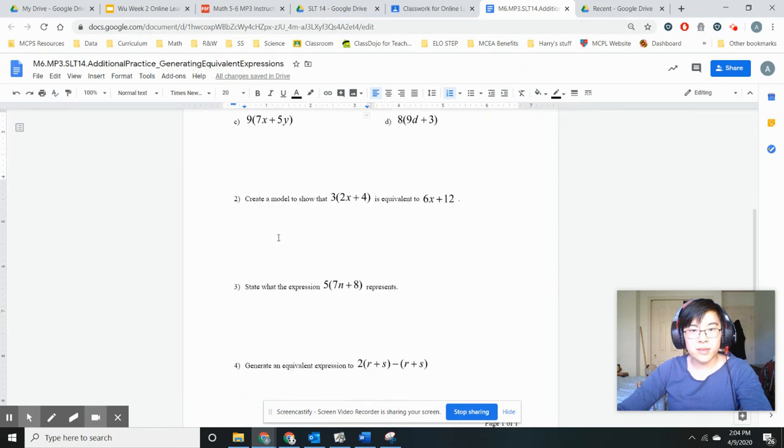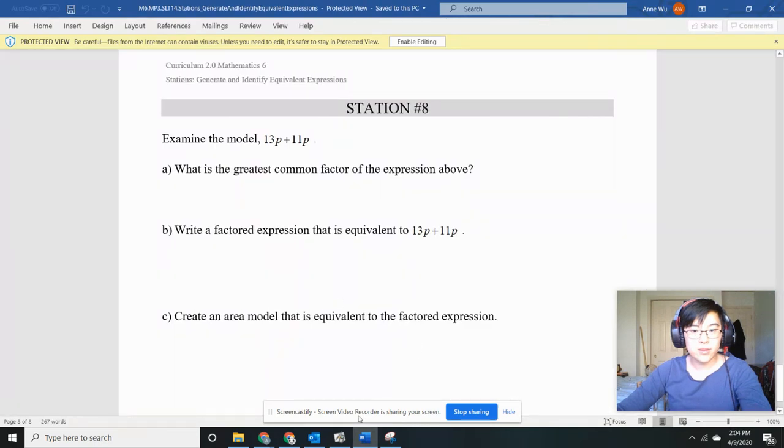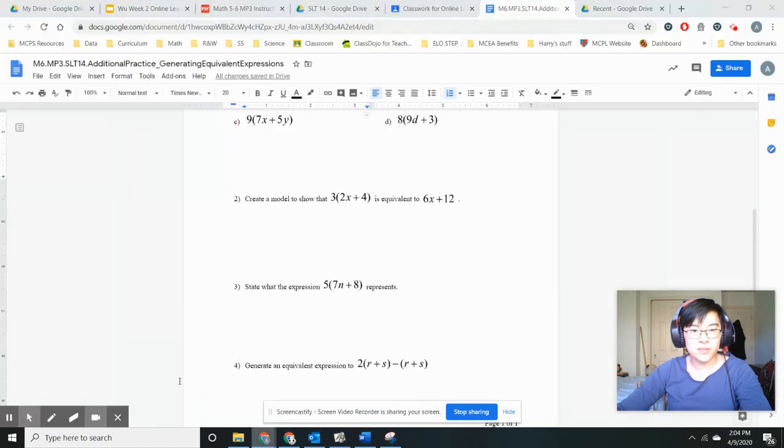All right, let me see. Create a model for this to show that it's equal to here. So just like what I did over here, explain why this is equal to this using the models. You can show it just like how I did it over there. Oops, that's for the next thing.